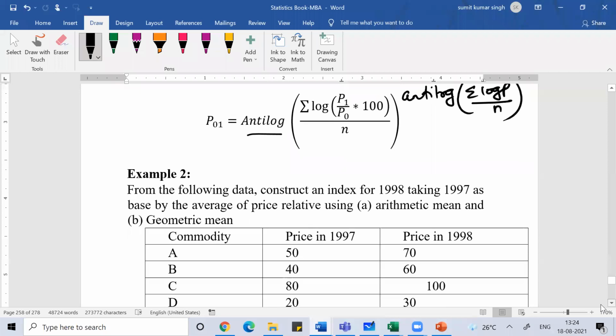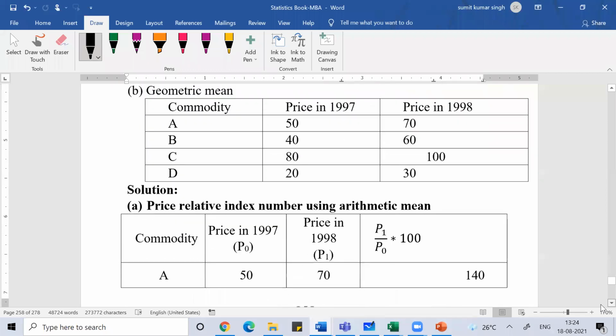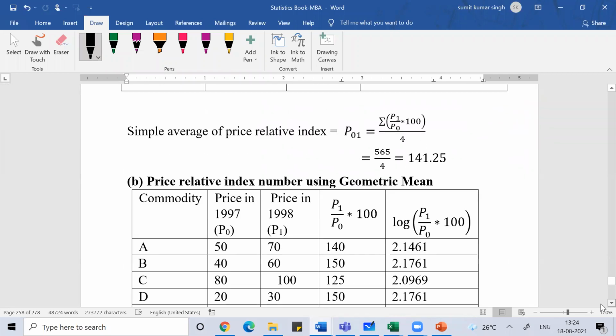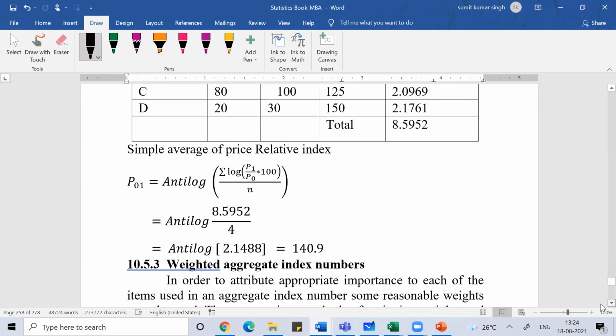Fine. Then we have done this. I think in the last two classes we discussed this only, how to work with log, anti-log and all. So this part you're clear.